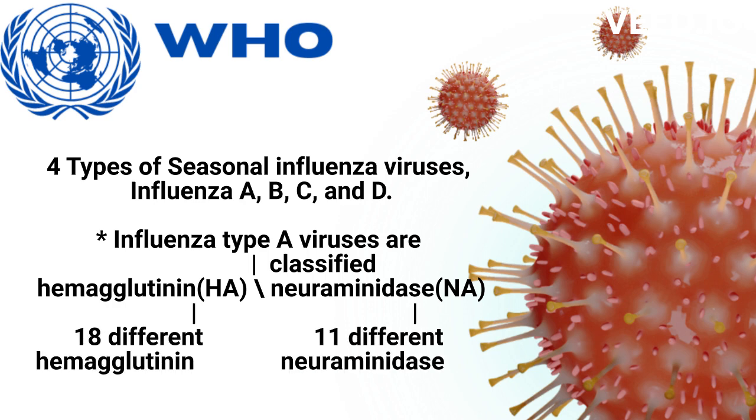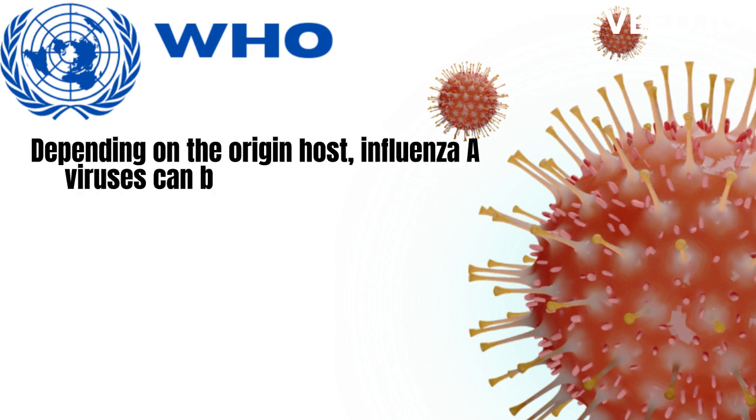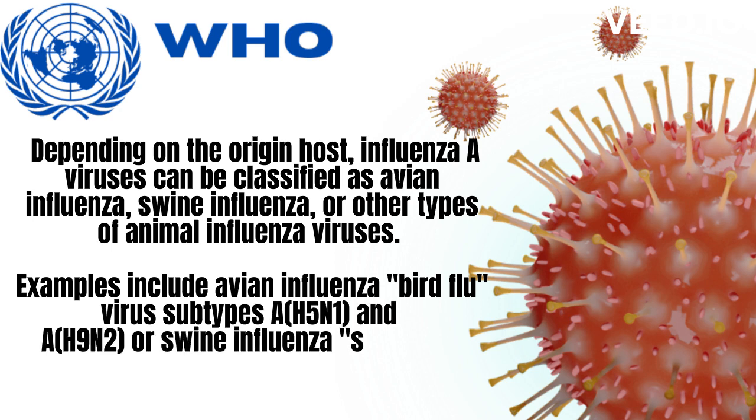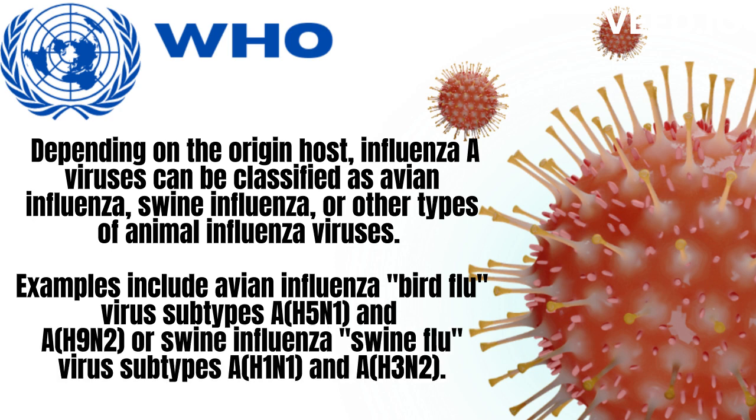Influenza type A viruses are classified into subtypes according to the combinations of different virus surface proteins hemagglutinin, HA, and neuraminidase, NA. So far, there are 18 different hemagglutinin subtypes and 11 different neuraminidase subtypes. Depending on the origin, host, influenza A viruses can be classified as avian influenza, swine influenza, or other types of animal influenza viruses. Examples include avian influenza bird flu virus subtypes A H5N1 and A H9N2, or swine influenza swine flu virus subtypes A H1N1 and A H3N2.